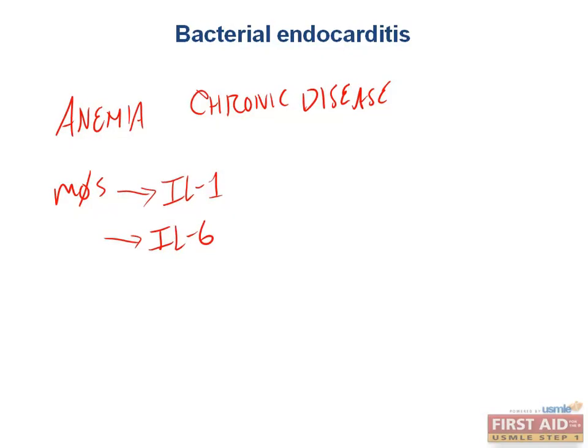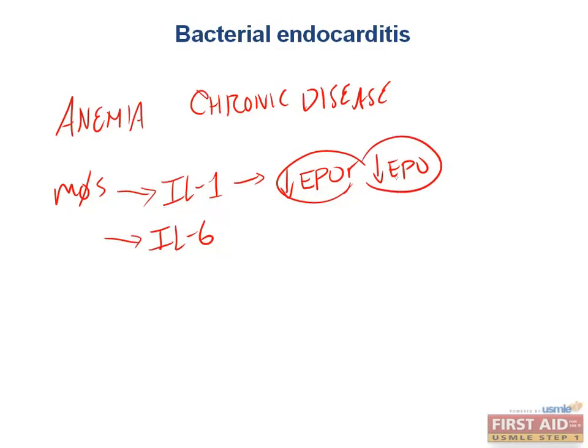So IL-1 leads to the downregulation of erythropoietin receptors on the erythrocyte precursors or erythroblasts. It also decreases the ability of interstitial cells in the peritubular capillaries to make EPO. So we've downregulated the EPO receptor and EPO production by the interstitial cells in the peritubular capillaries that make EPO to begin with. That's another high yield fact.